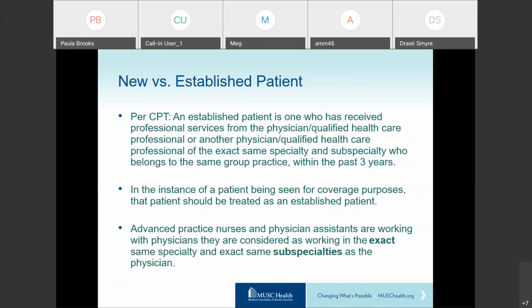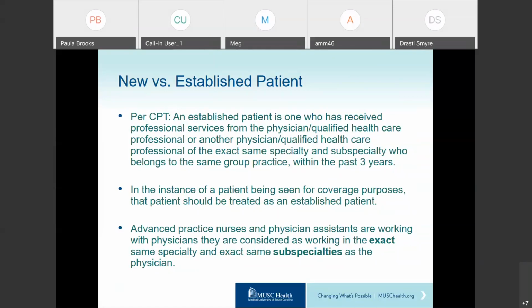So let's talk for a minute about what constitutes a new patient versus an established patient. An established patient is one who's received a professional service from a physician or qualified healthcare professional, or another physician or qualified healthcare professional of the exact same specialty and subspecialty who belongs to the same group practice within the past 3 years.